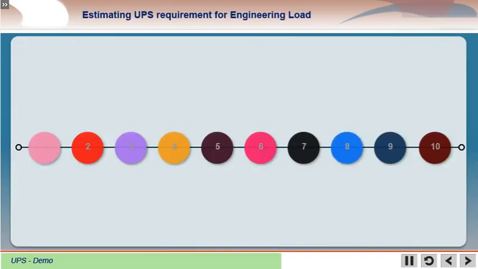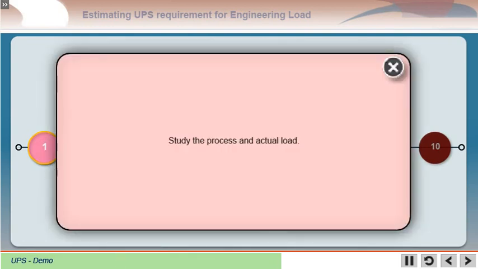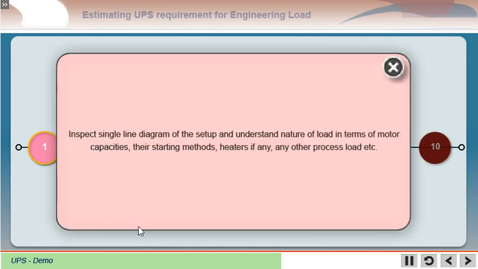Let us look at the procedure that is followed for estimating the UPS requirement based on the engineering load. Study the process and actual load. Inspect the single line diagram of the setup and understand the nature of the load in terms of motor capacities, their starting methods, heaters if any, other process load, etc.